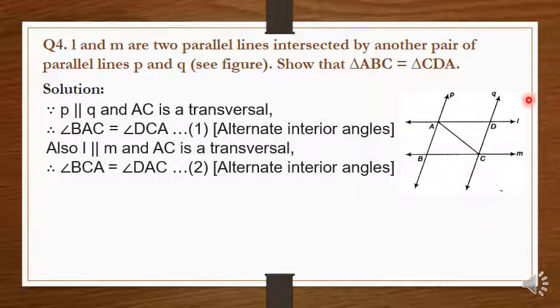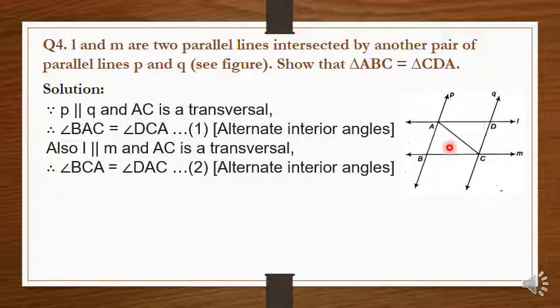Similarly, if we take L and N, we can also say that L and N are parallel and AC is the transversal. Therefore, we can say angle VCA is equal to angle DCA. These two are also congruent, alternate to each other. These two are alternate and equal. So we have two angles which are equal.